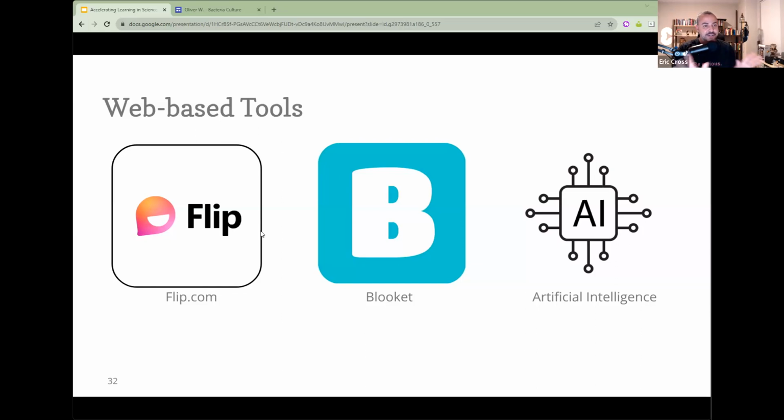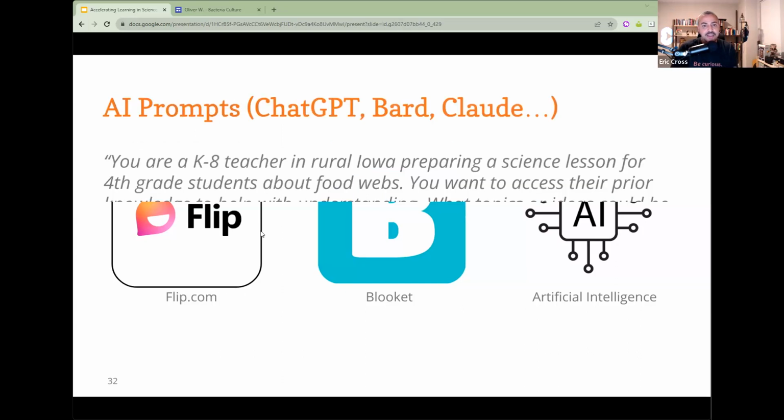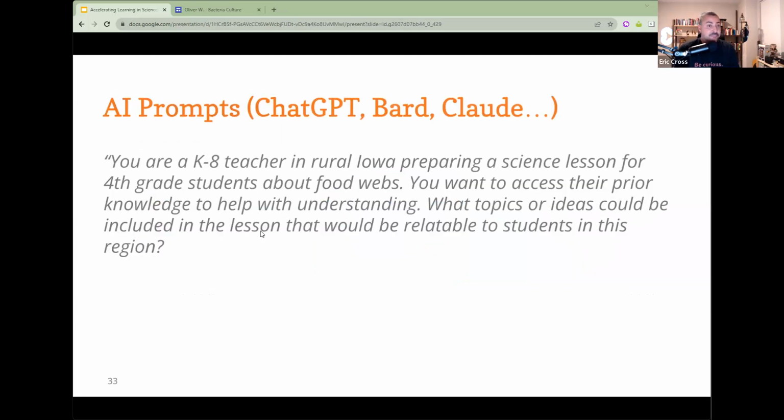The last thing I want to point out just in general is artificial intelligence. We would do you a disservice if we said it wasn't a game changer. And I just want to put in one kind of plug of one way that you can use it. We could do a whole seminar on AI. Actually, we have. We could do multiples. But one of the ways to use AI in a way that's practical is take what Susan and I are talking about and go into one of the language learning models, ChatGPT, Bard, Claude, and simply put in what you want. In this example, in this prompt, I said, you're a K-8 teacher in rural Iowa, preparing a science lesson for 4th grade students about food webs. You want to access their prior knowledge to help with understanding. What topics or ideas will be relatable to students in this region?